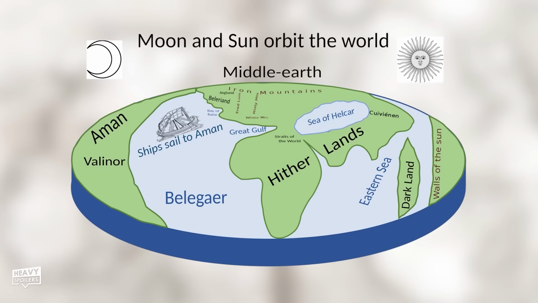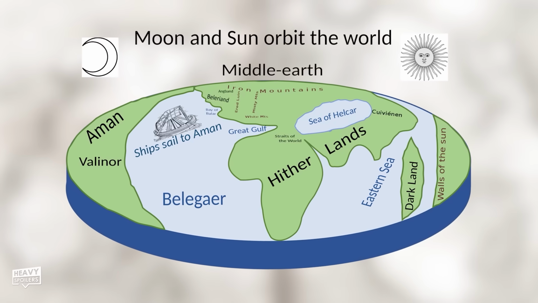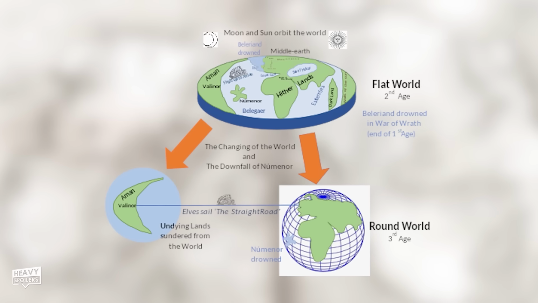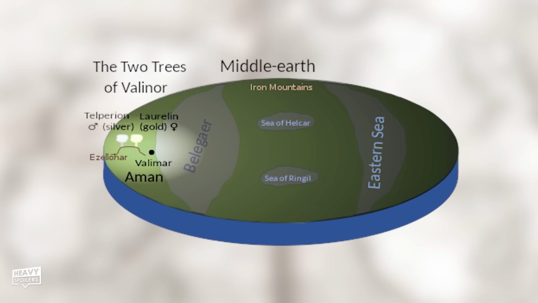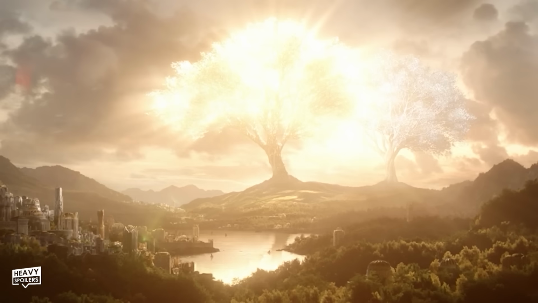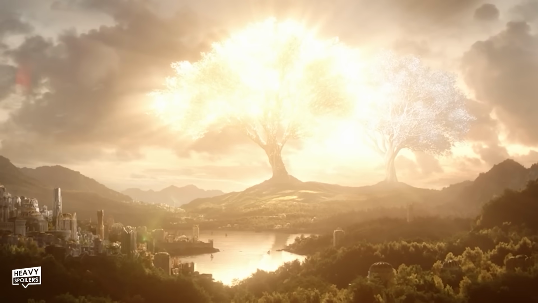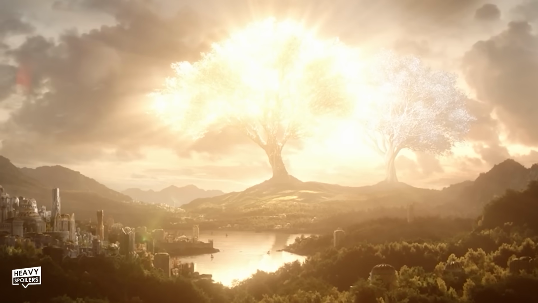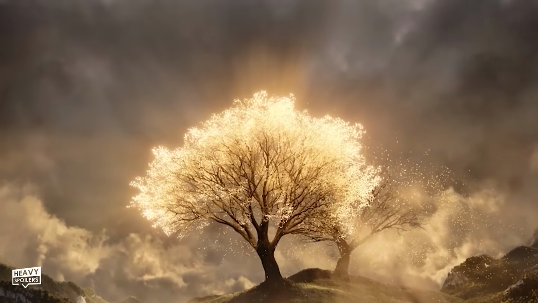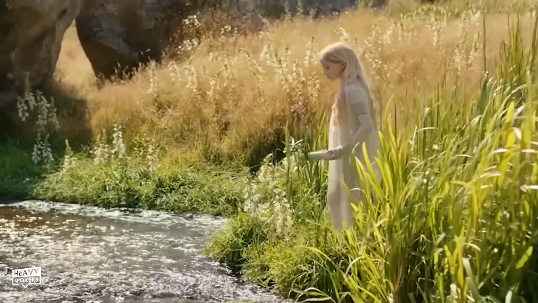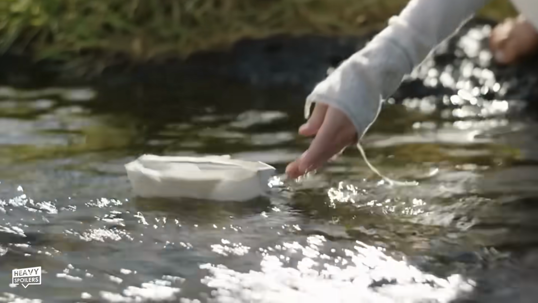Well, when Iluvatar first created Arda, he made it completely flat. Eventually, the world would twist into a globe, but in this age it was lit by the two trees of Valinor. These were the golden one, which was called Laurelin, and the silver one, which was called Telperion. These were destroyed by Morgoth like what we see here, and we join a young Galadriel making a boat that she sails down a river.